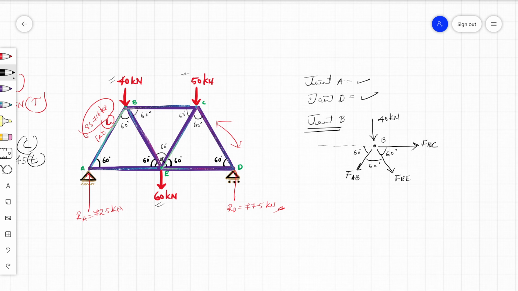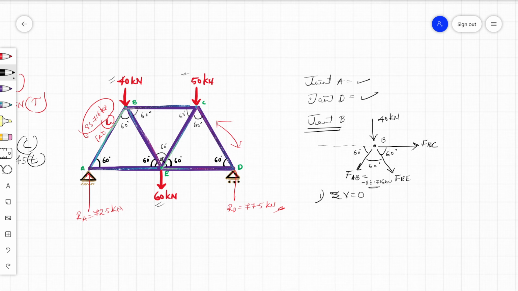So let us solve. Summation of vertical force is equal to 0 and summation of horizontal force is equal to 0. Only two things we need to do. If I do summation of vertical force equal to 0, I already know the value of FAB, that is minus 83.716 kilonewton.